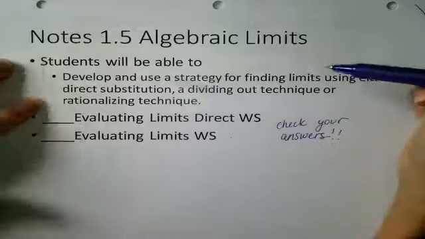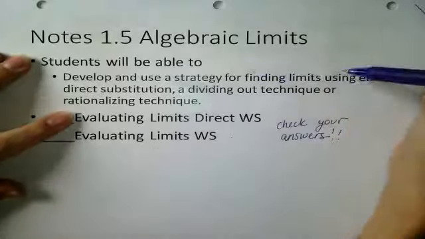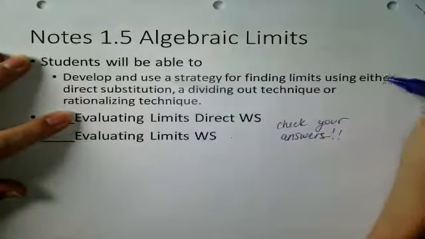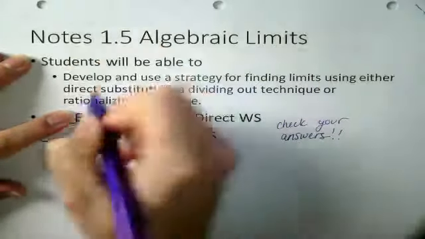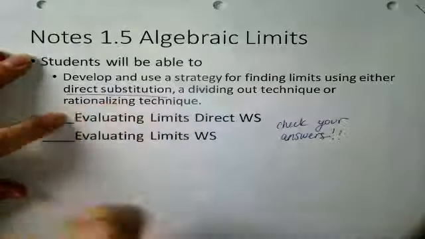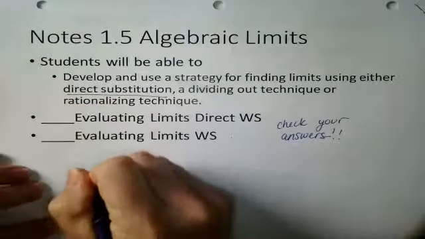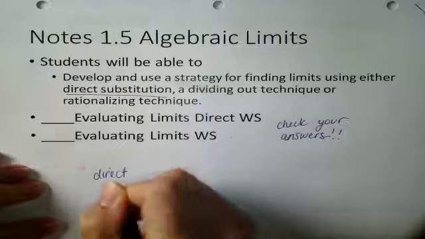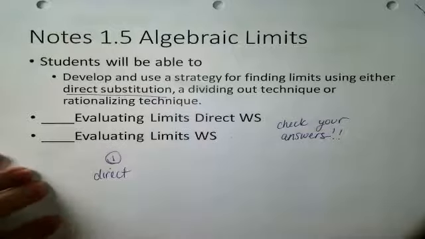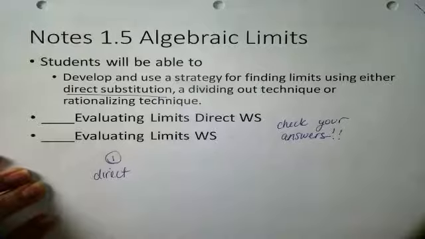Algebraic limits, we want to be able to figure out a strategy. The first thing that's always easiest is direct substitution, but does that work all the time? No, but it's certainly the first stop along the way. So can you do direct substitution? Maybe, give it a try. How do you know when you can't?